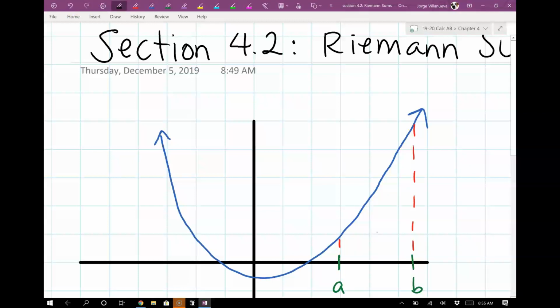I'm going to have to color this again, sorry, because the other one wouldn't erase.